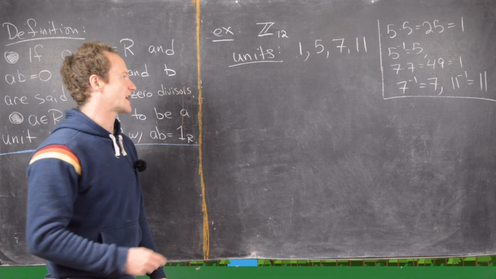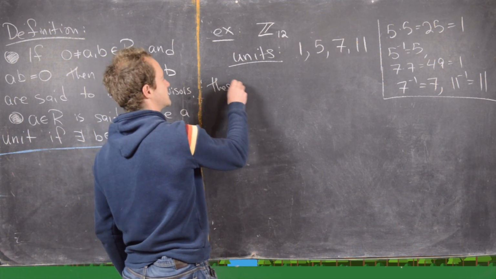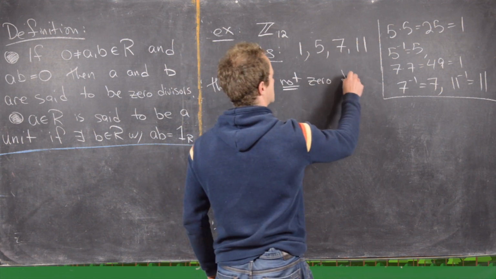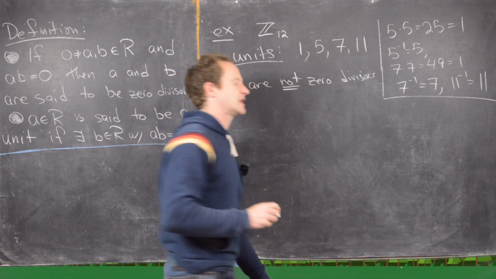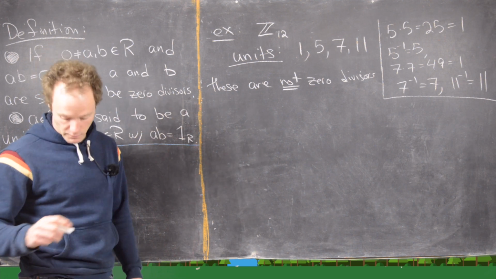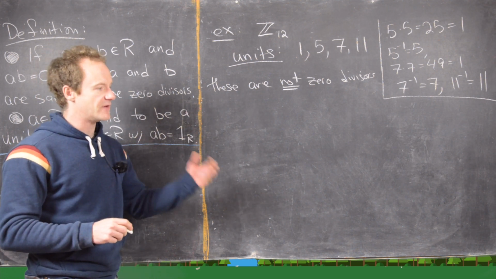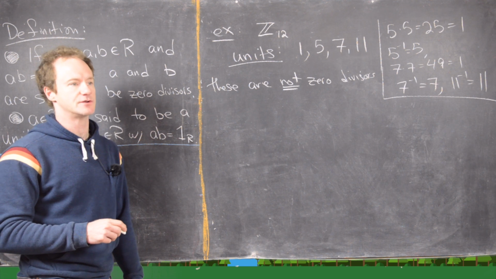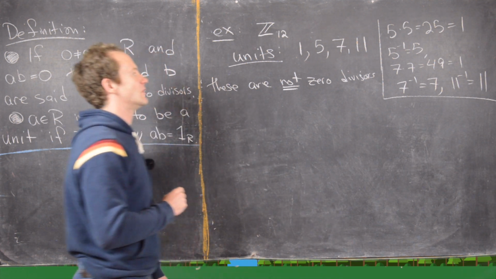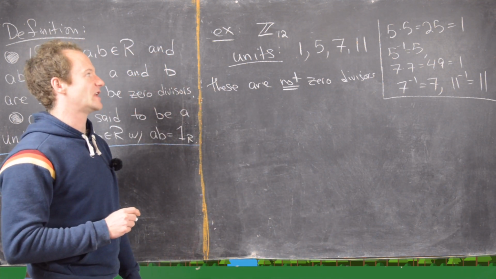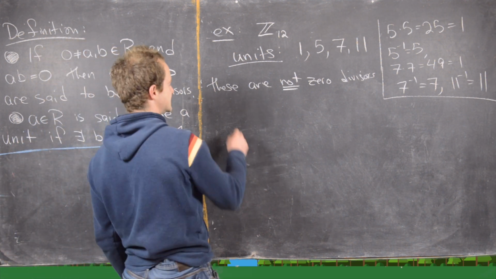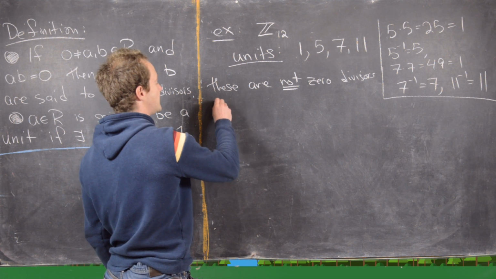Now another thing that we can check is that these are not zero divisors. You can actually check that no unit is a zero divisor, but let's just check it for these cases real quick, and then later in this video we'll prove that if something is a unit, then it is not a zero divisor, and vice versa. We can check that by doing a multiplication table with 1, 5, 7, and 11, and every other element from Z12.